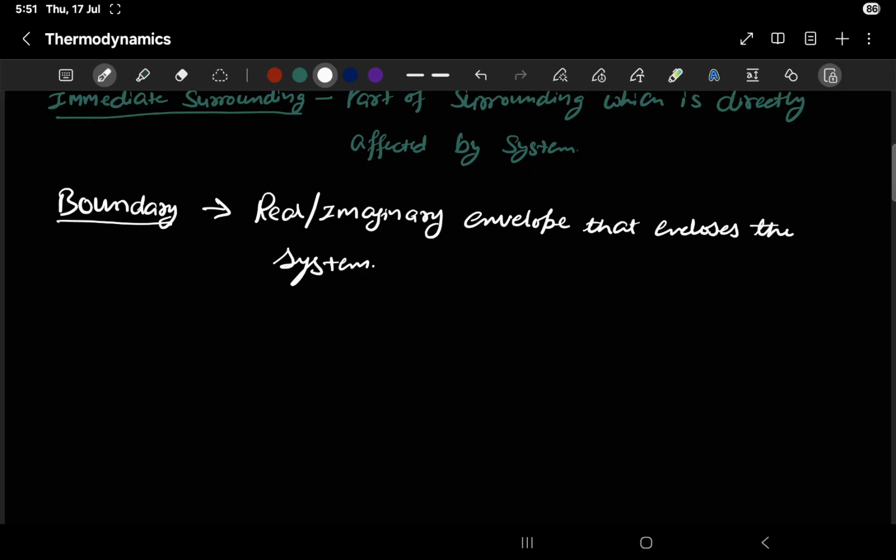This boundary may be fixed or movable. So boundary may be real or imaginary. What is boundary? Boundary is a real or imaginary envelope that encloses the system. It may be fixed or movable.